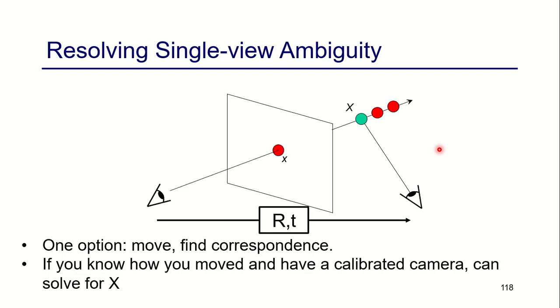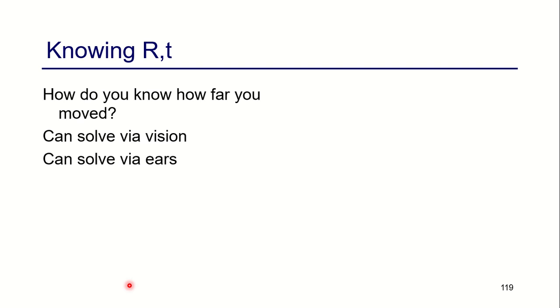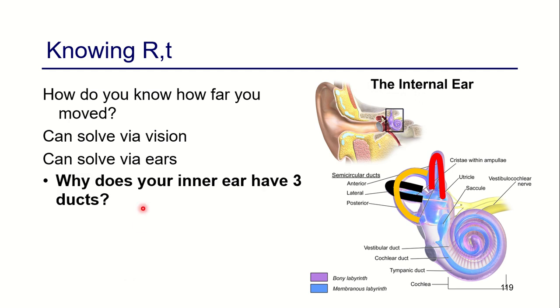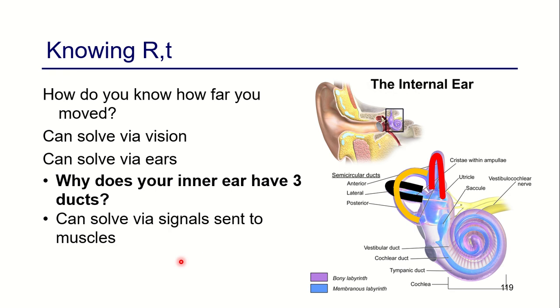So how do you resolve it? You find this R comma T, that is, you fix the two positions and conclude the position of X. One option is to move and find the correspondence. If you know how you moved and how you have calibrated the camera, you can easily solve for the position of X. So knowing R and T, how do you know how far you have moved? Either from vision or using your ears you can come to a conclusion. That's the reason why we have three ducts in the ear. We can also solve via signals sent to the muscles and come to a conclusion.